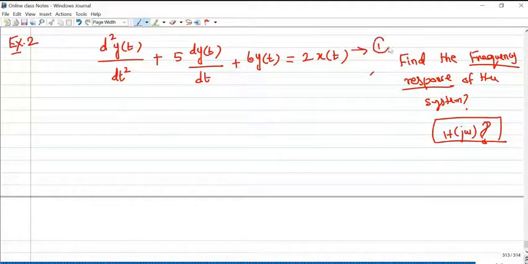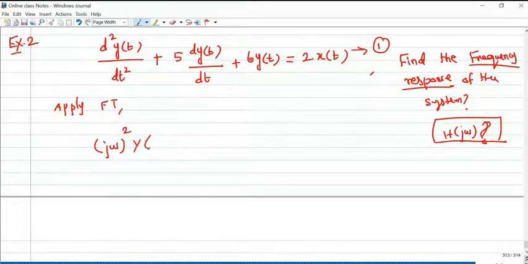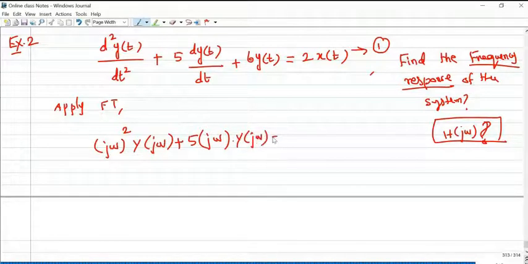So consider the given equation as 1. Apply the Fourier transform. D square y of t by dt square, formula: j omega square Y of j omega. dy of t by dt, formula: j omega into Y of j omega. 6 y of t, Fourier transform Y of j omega. X of t, Fourier transform X of j omega.